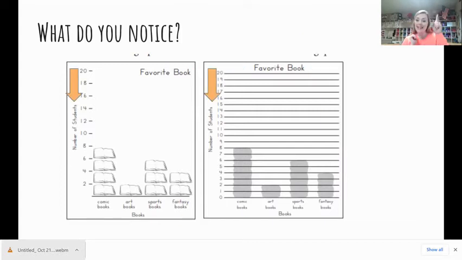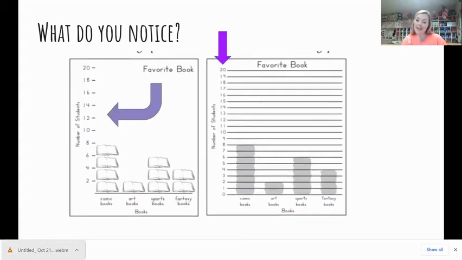Now look at the y-axis going straight up and down. The y-axis represents the number of students. And also on the y-axis, we see the scale. The scale is how we're representing the votes based on the numbers.